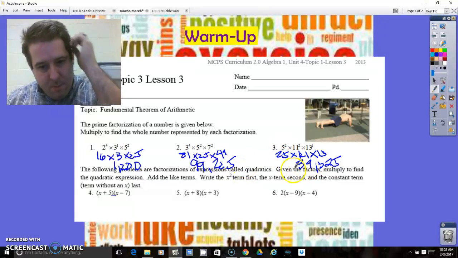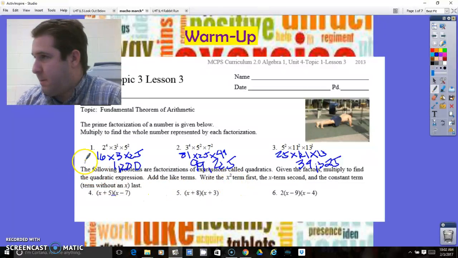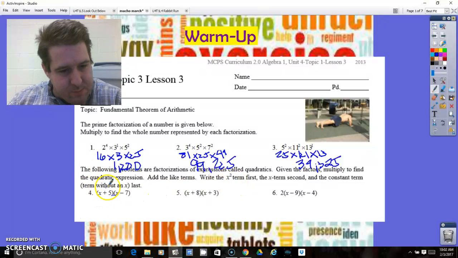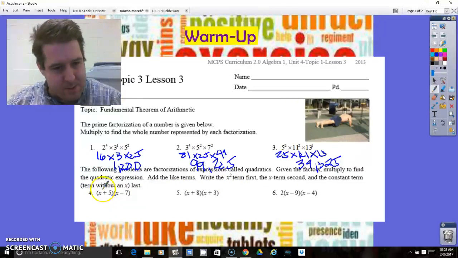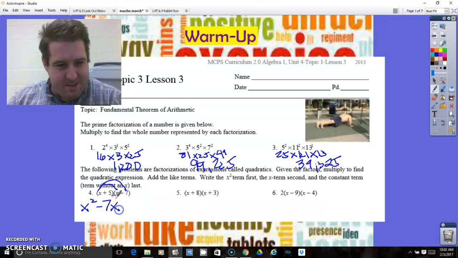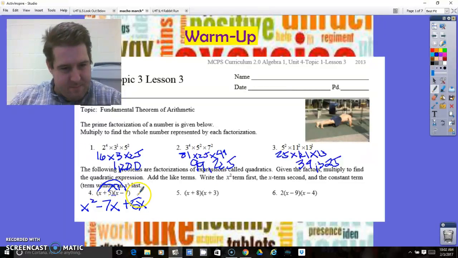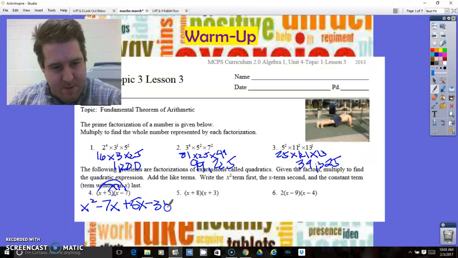Now it says the following problems are factorizations of expressions called quadratics. Given the factors, multiply to find the quadratic expression, add the like terms, and then write them in the x squared term. All right, so we're going to use the FOIL method, which we did on the last warm-up. So x times x is x squared. Outsides gives me negative 7x. Insides, 5 times x is 5x. On the last, 5 times negative 7 is negative 35.